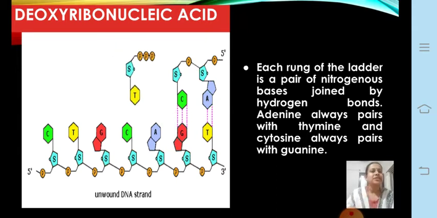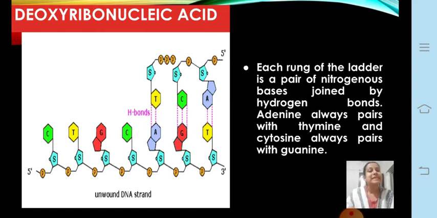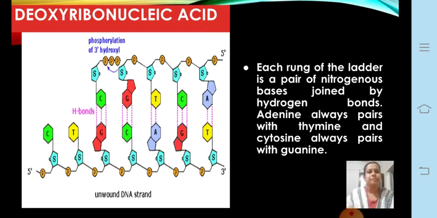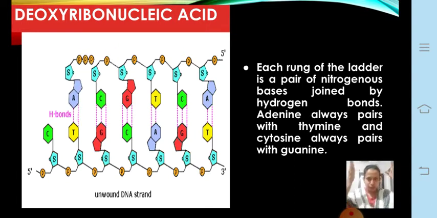Okay, so each rung of the ladder is a pair of nitrogenous bases joined by hydrogen bonds. You can see how they are getting joined by hydrogen bonds here. Adenine always pairs with thymine and cytosine always pairs with guanine. You can see C is pairing with G and A is pairing with T, over here. So they are joining the two strands of the ladder. Two strands of the ladder are joined to each other.